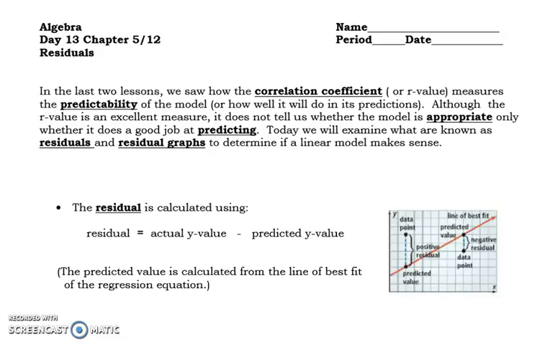Okay, so for the last several lessons we've been talking about scatter plots and regressions. And now we're going to take a look at something called residuals. Residuals happen when we put the scatter plot together with the line or curve of best fit. We've also been talking about the correlation coefficient, the R value, and the R value measures the predictability of the model. In other words, how well can this model predict into the future, or interpolate or extrapolate.